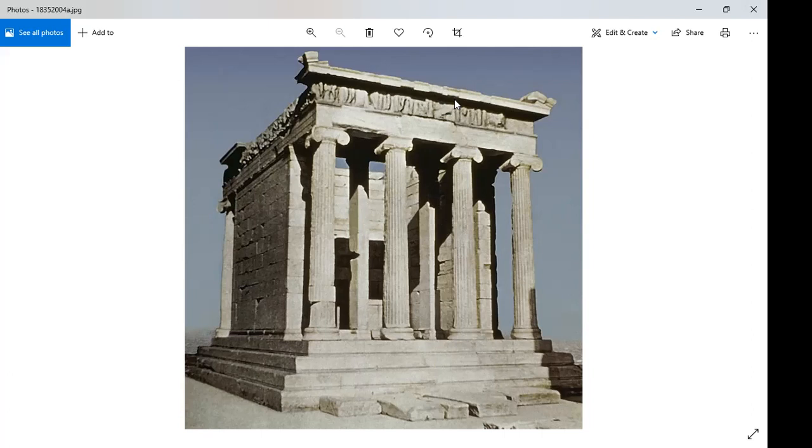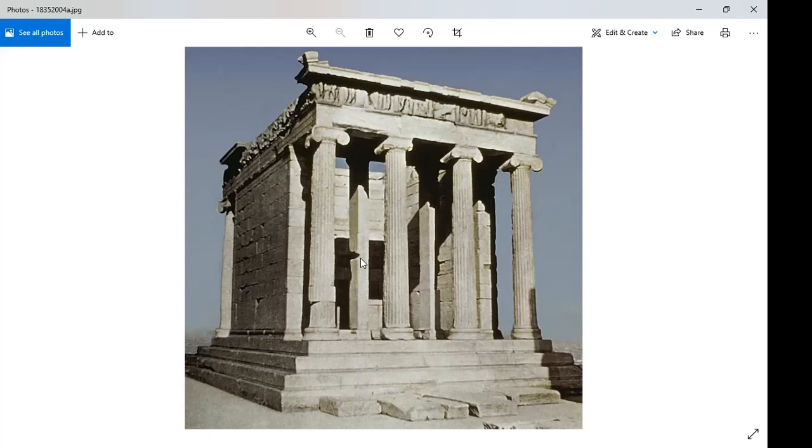In this case, they did not use entasis. And in a building this small, you don't need to. Your eye doesn't play tricks on you when a building is on this scale. That's not even a quarter of the size of the Parthenon. So there's no unequal measurement between the columns. They are equally spaced, and so they are truly symmetrical.